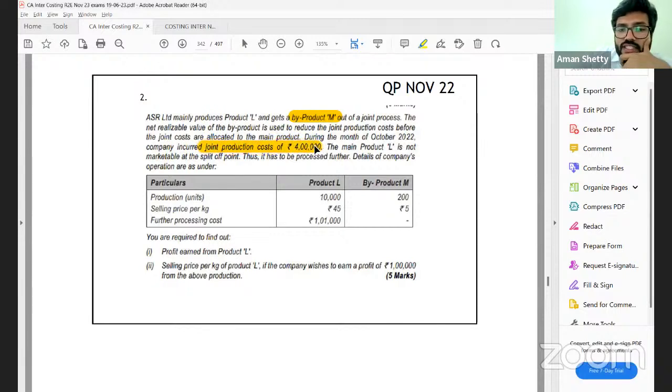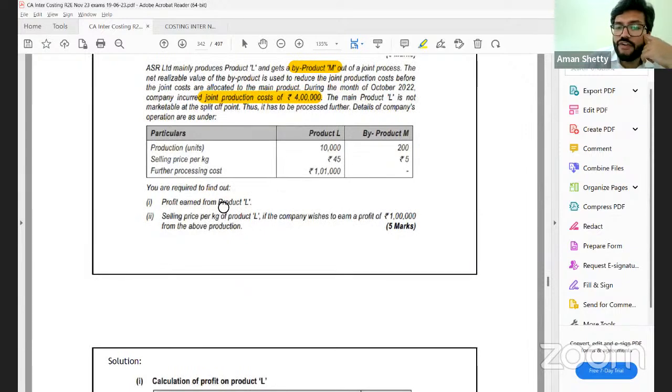The main product L is non-marketable at split off. Thus, it has to be further processed. Details of the company's operation are as under. That means you use the NRV method here somewhere. Okay. Profit earned from product L, you are required to find out. Selling price per kg of product L if the company wishes to earn a profit of rupees 1 lakh from the above production.